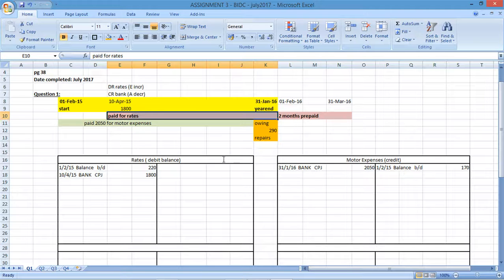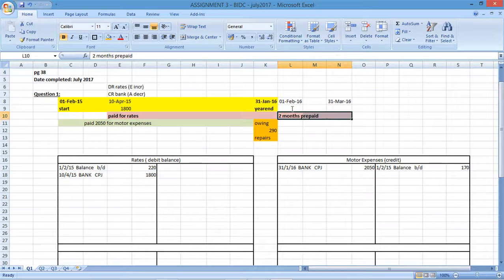So now I'm going to have to provide for the adjustment before transferring this to the income statement, which is a closing transfer. If I'm looking at the rates account, you should agree with this in terms of being an asset because it's a prepayment. So you've got February and March. You've got 2 months that have been prepaid. So let's calculate the amount per month.